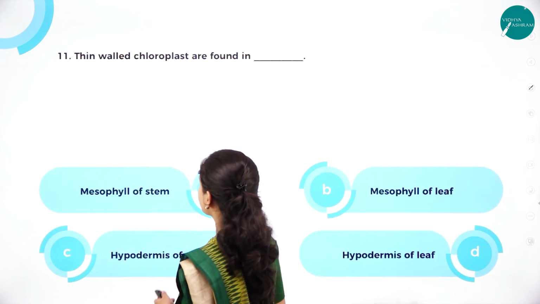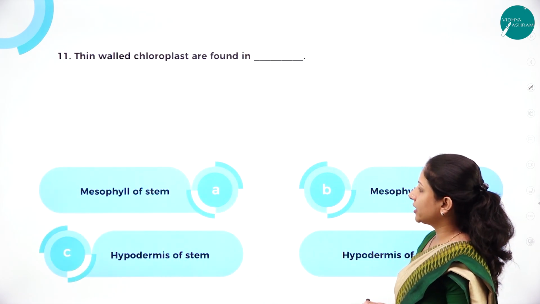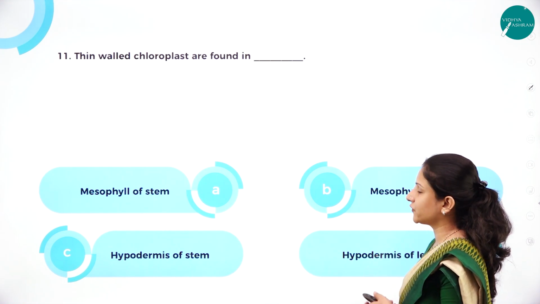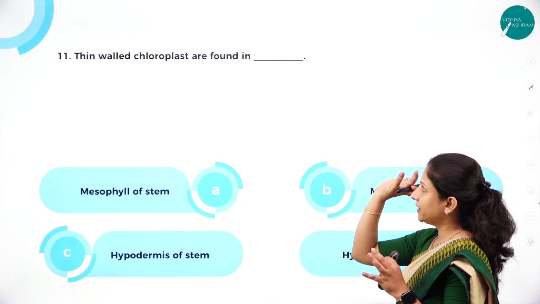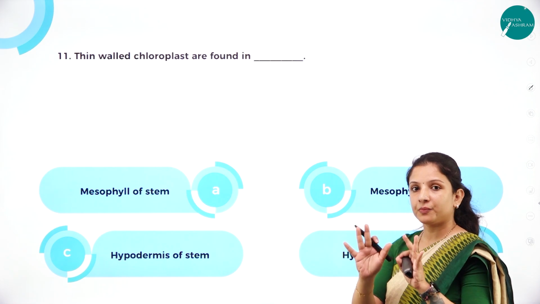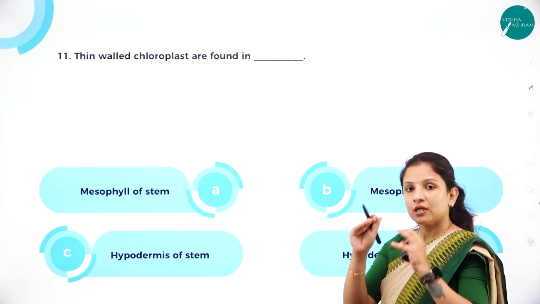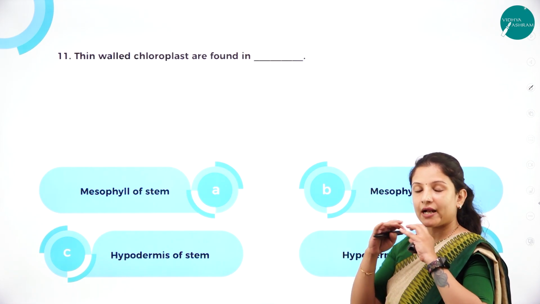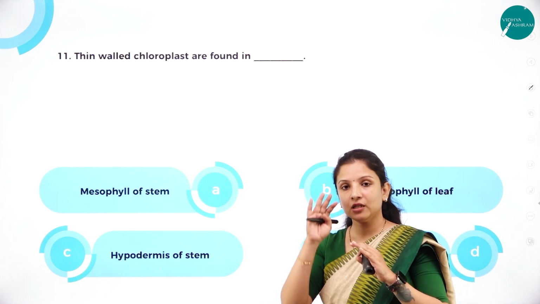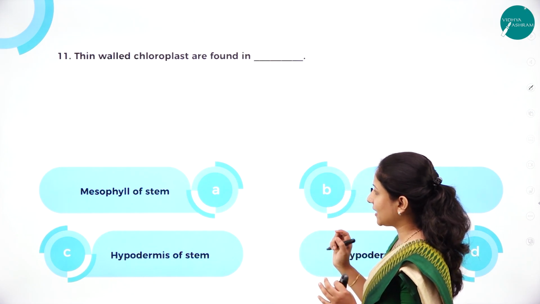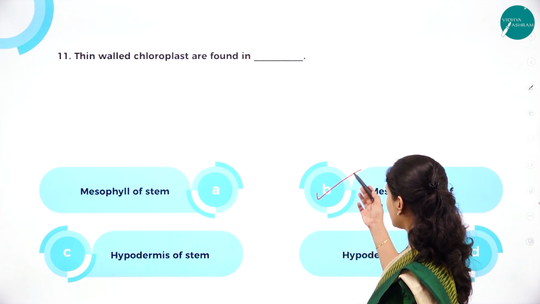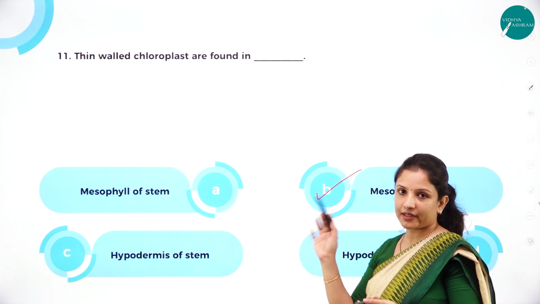So next question. Thin-walled chloroplasts are found in mesophyll of stem, mesophyll of leaf, hypodermis of stem, hypodermis of leaf. When the word leaf or chloroplast comes, we need to think that chloroplasts are present in leaf, below the epidermis of leaves and in the mesophyll, because they have parenchyma cells in the mesophyll which contain chloroplast. So the right answer here is mesophyll of leaf. The rest of the options are wrong. Option B, mesophyll of leaf, is the correct answer.